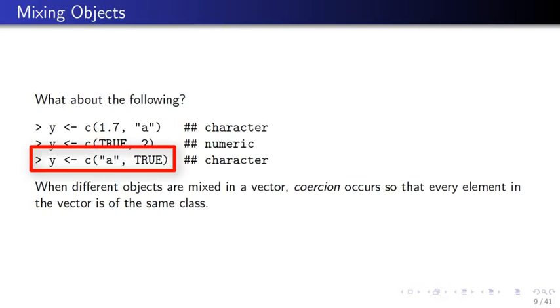In this last example, I'm concatenating the letter a and the logical TRUE. Here the least common denominator, again, is going to be character. So the vector that you end up with is the vector where the first element is a and the second element is the string TRUE, so T-R-U-E. It's not going to be logical. So you need to be a little bit aware of the types of coercion that can occur in R when you mix different types of elements in a vector, because you won't get an error, but the coercion will happen behind the scenes.